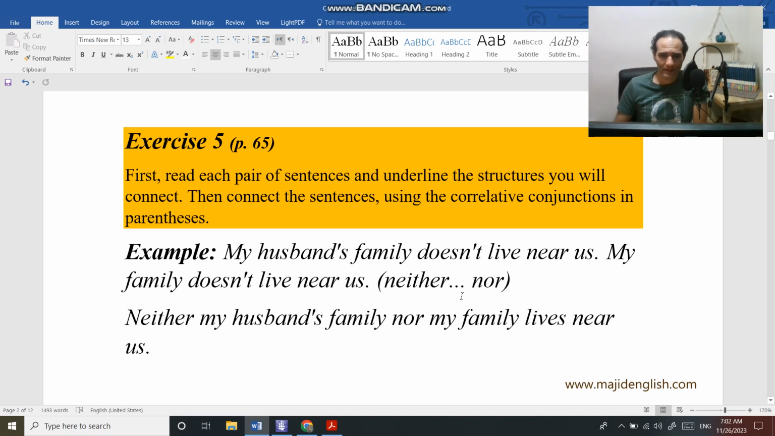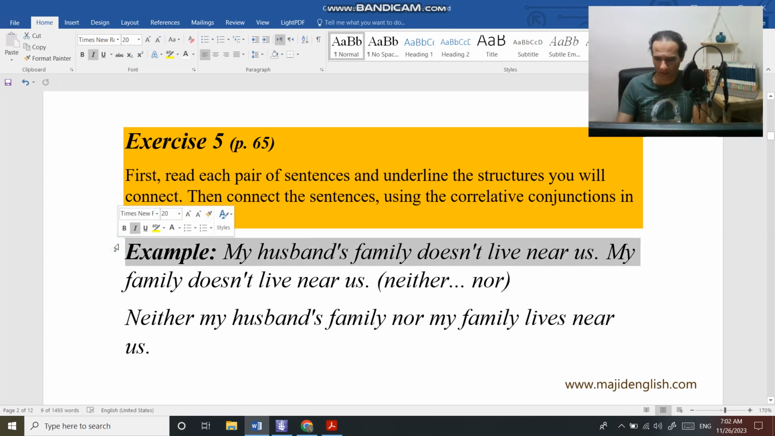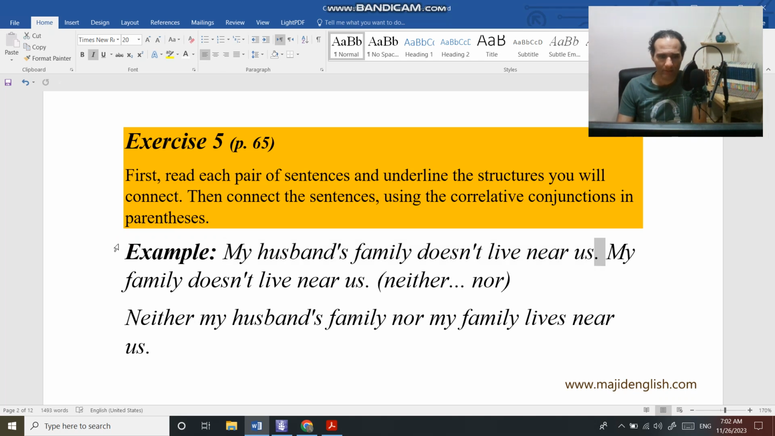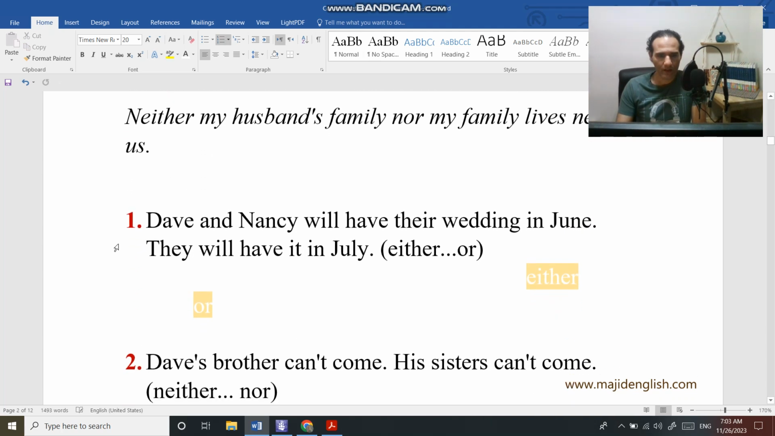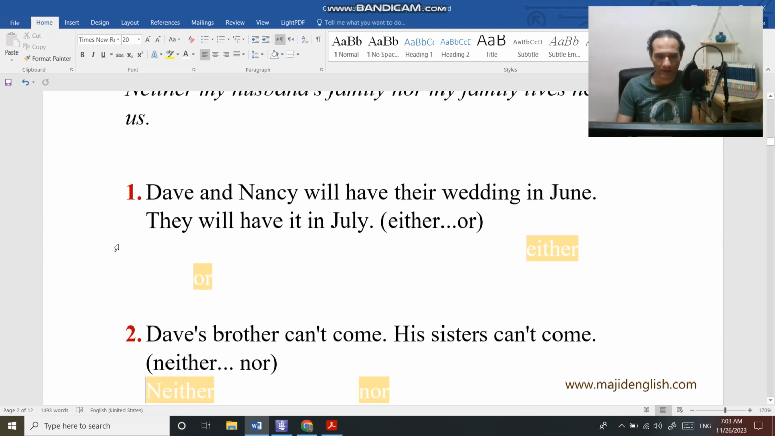Connecting the sentences with the words in parentheses. For example, here there is one example done for you. It says, my husband's family doesn't live near us. My family doesn't live near us. So two negative sentences with neither nor. Neither my husband's family nor my family lives, and lives because of family. Now I have hidden the answers for you, so you might have some time to think about the answers.